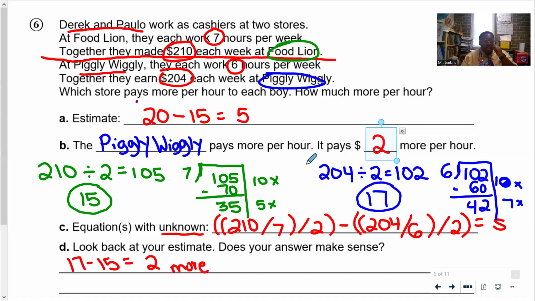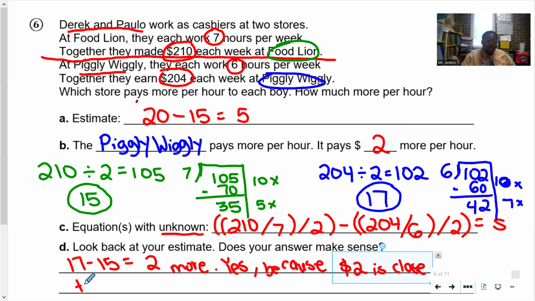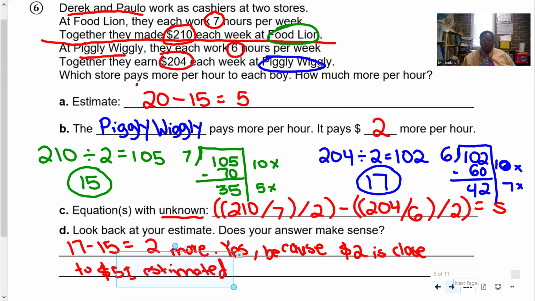And then when it asks, does your estimate make sense? I'm going to say yes, because $2 is close to the $5 that I estimated. All right. And that's how you do that problem. Again, I know it looks like a lot of work, but you just have to keep yourself in order. That's why I have some scratch work on this side for one store and scratch work on that side for some more work, okay? All right, let's keep going.